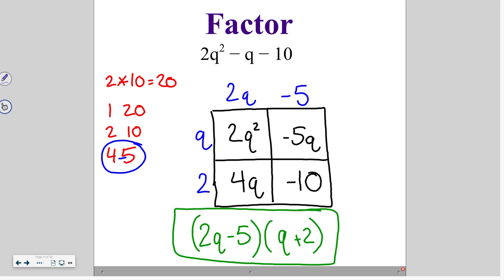Pairing up this first column, we get a 2q in common. 2q times q is 2q squared. 2q times 2 is 4q. q times negative 5 gives you the negative 5q, and 2 times negative 5 is negative 10 for those two binomial answers on the bottom.